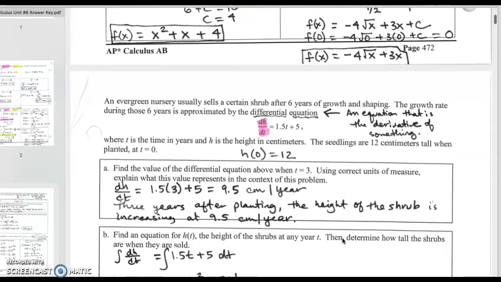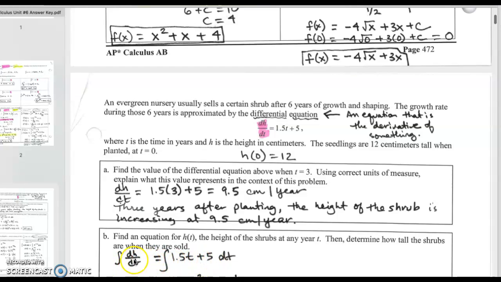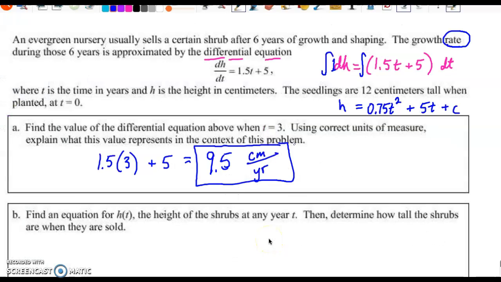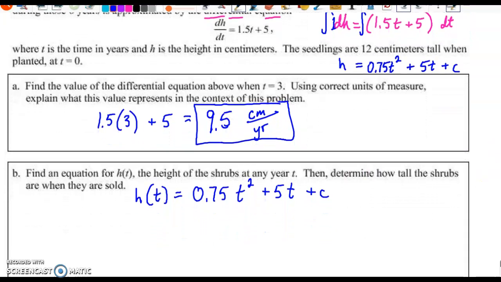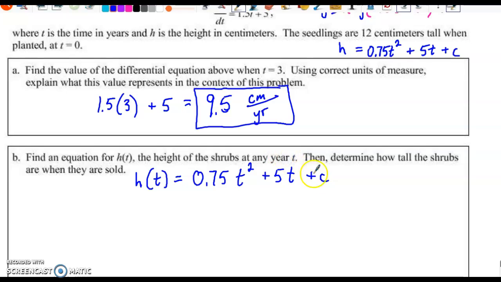And I kind of already did this next piece, although he didn't move that dt over. I don't know why that dt is there, but I already did that part. H of t is equal to 0.75 t squared plus 5t plus c. But we can figure out what the c is because I said it in passing. They're 12 centimeters when they're planted at t equals 0.